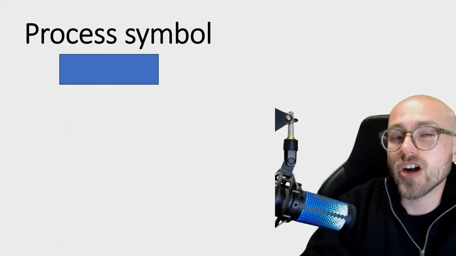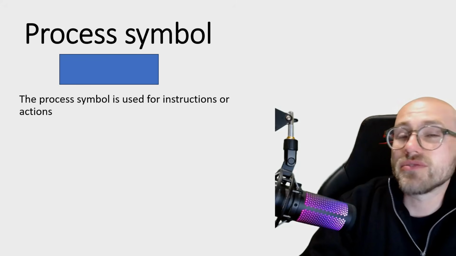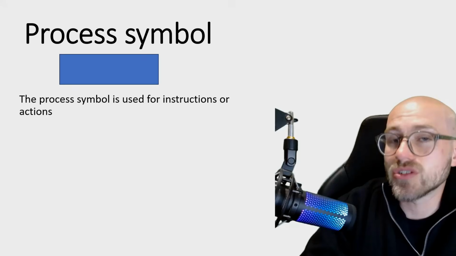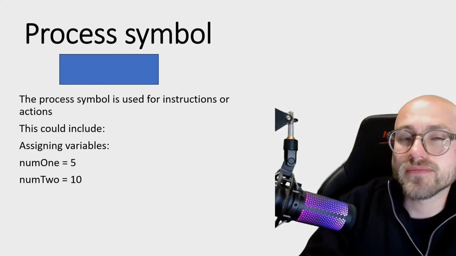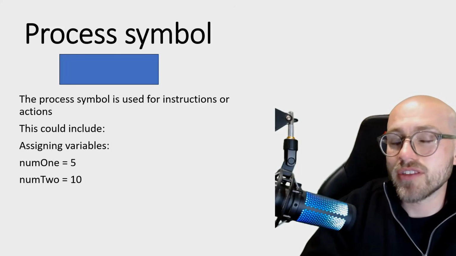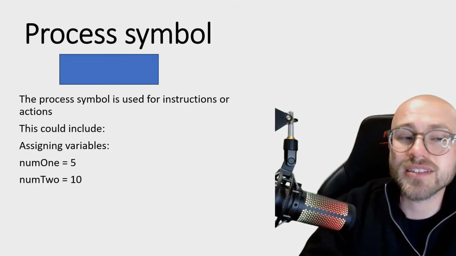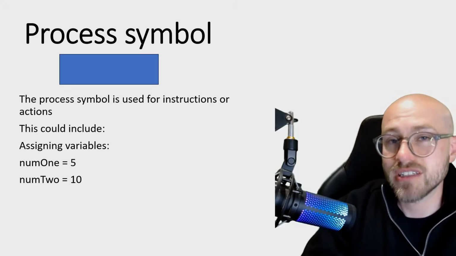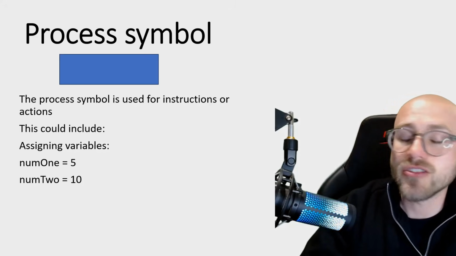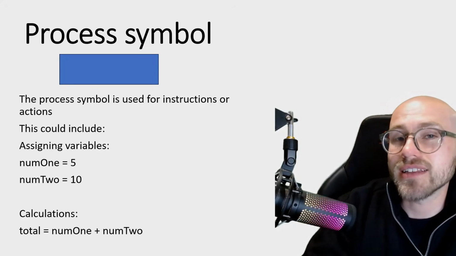Another symbol that's quite common that we're going to talk about is called the process symbol. Your process symbol is used for any instructions or any actions that just take place as part of your algorithm. This would include assigning variables. If your variable isn't an input that the user is typing, you can do it separately in a process symbol like this. In this example, I've got two variables that have been set. We've got num1, which is equal to the integer 5, and num2, which is equal to the integer 10. Another example you can do is any calculations.